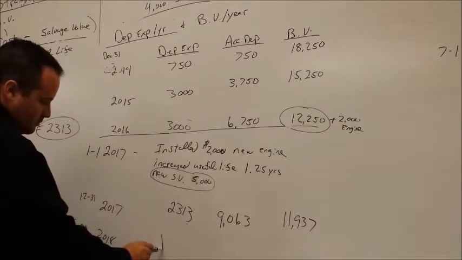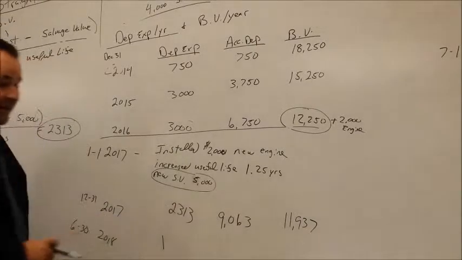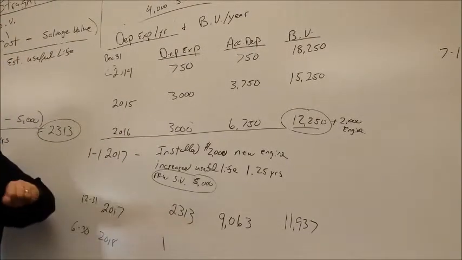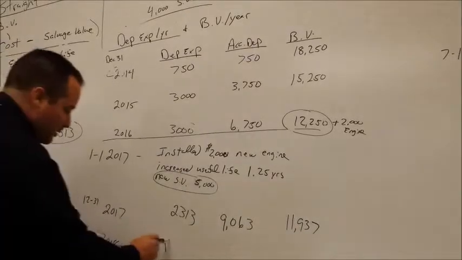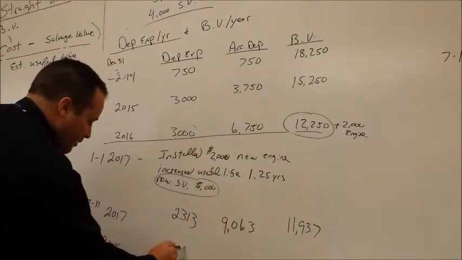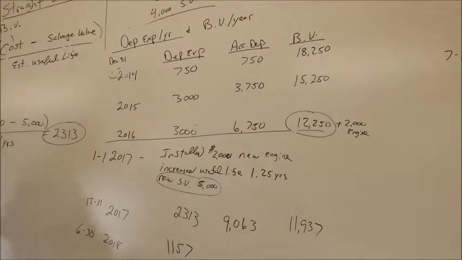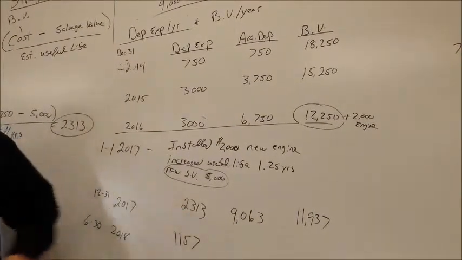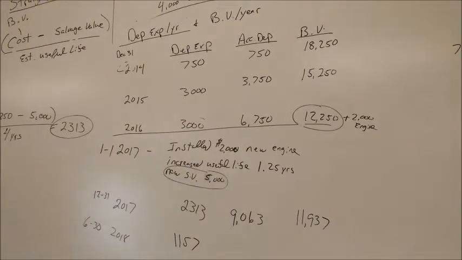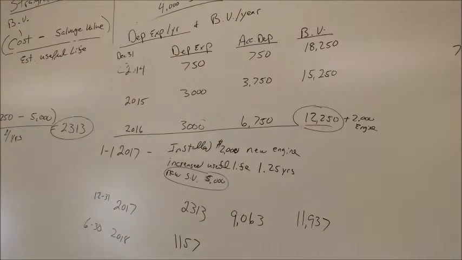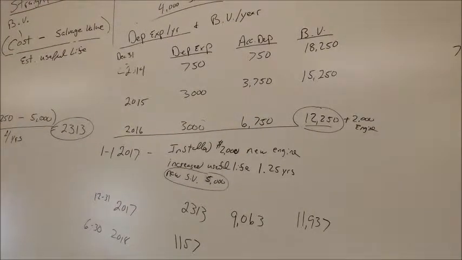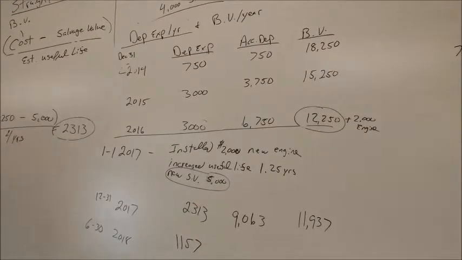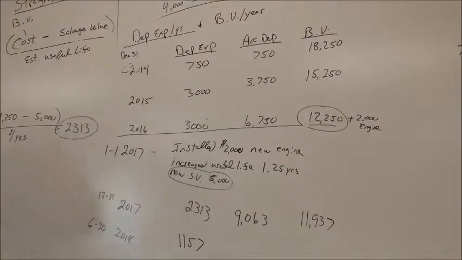It's still the 2313. Well, that would be if I had it for the entire year. 1156.50. Okay, let's just round 1157. I cut this in half because I only had it for half of a year. I can't use my entire year depreciation amount. The entire 2313, I can only use half of it.